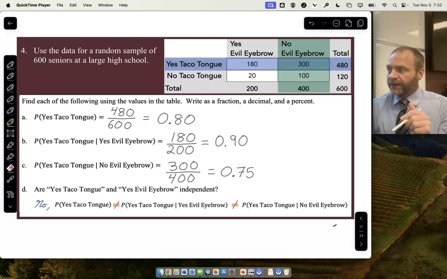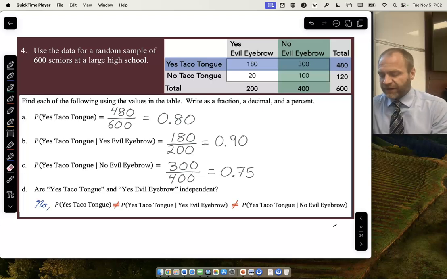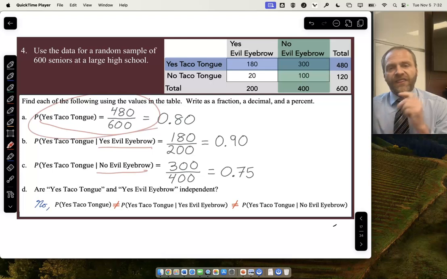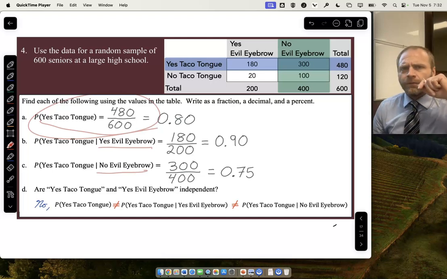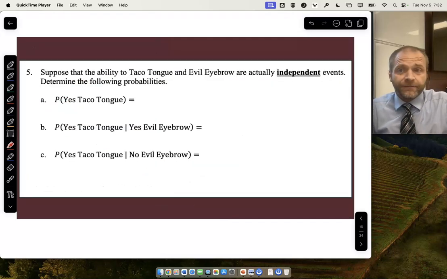If they all three were equal, then we have probability independence. But given that something occurred, given that this occurred or this occurred, it changed that original probability, which means they are not independent of each other. So the question is, what would a two-way table look like if they were independent of each other? And that's where question 5 comes in.